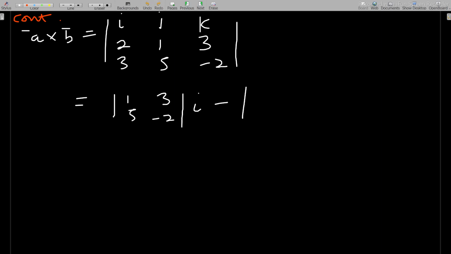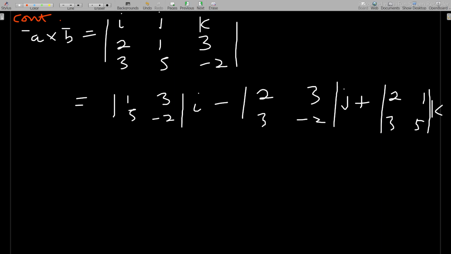So you'll be left with 2 3 3 negative 2, then j. Then plus, you go to the last one and do the same, and you'll be left with 2 1 3 5, then k. Now how do we find the determinant?